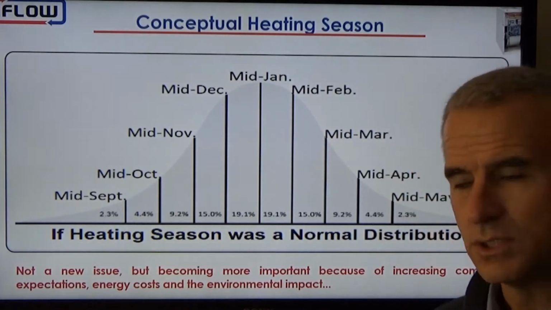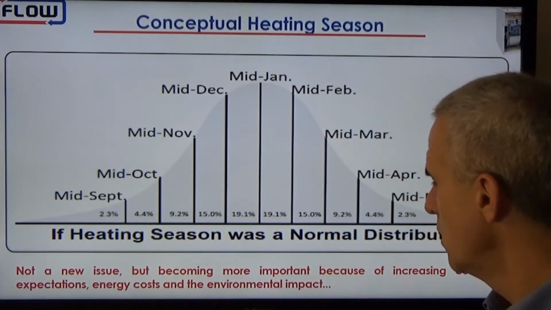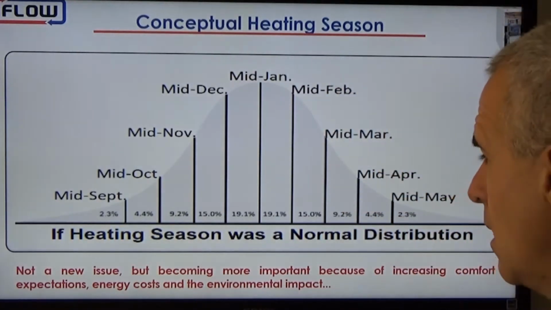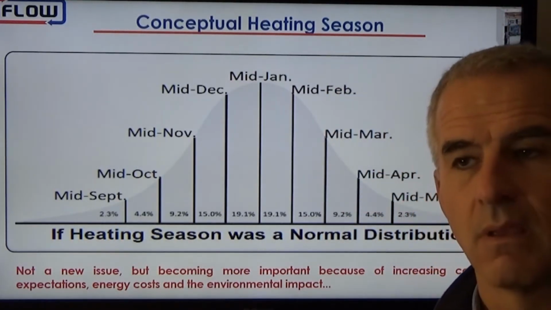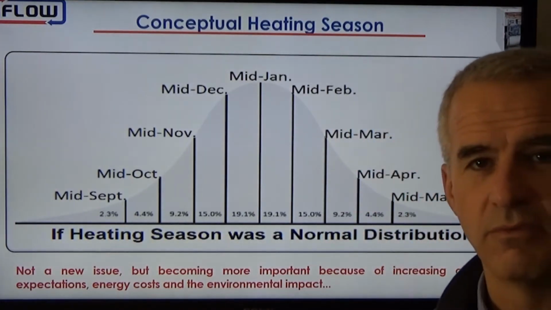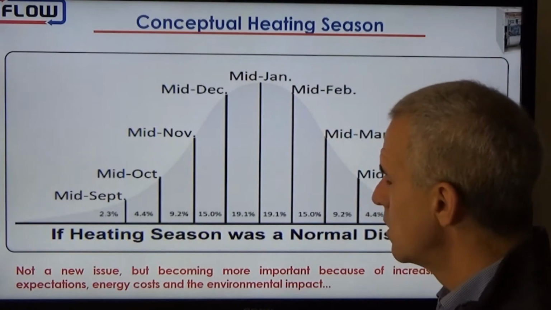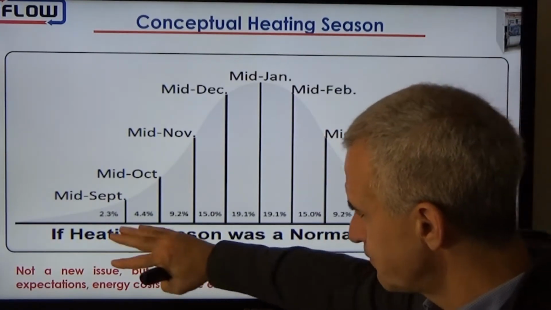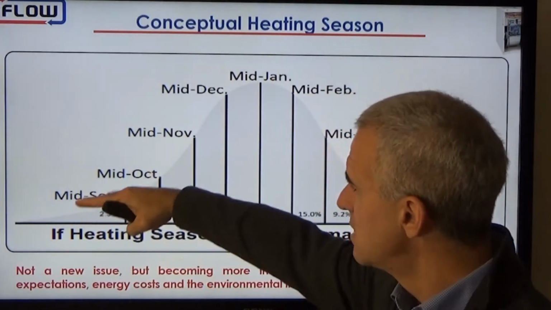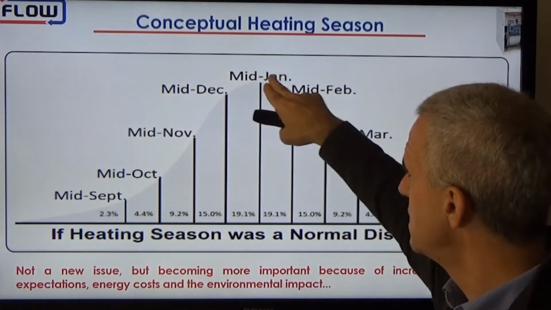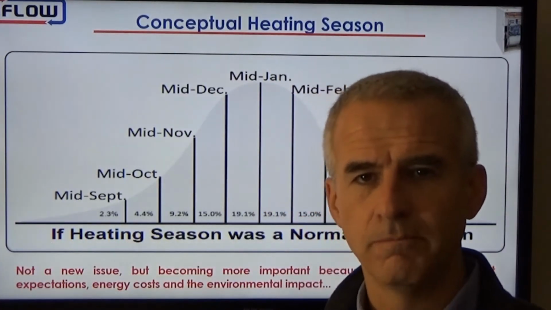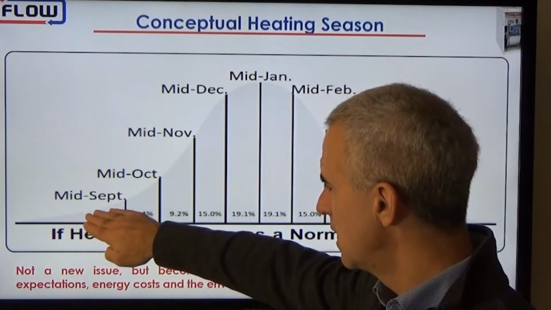This isn't a new issue, but it's becoming more and more important because of the increasing expectations for comfort, because of the cost of energy, and because of the environmental concerns. We want to make sure the equipment's running efficiently all the time. So in heating season, again in summer, this is an inverted heating season where the temperatures are down. So we see mid-January being our coldest month. But here, as we come out of summer, gradually the temperature is going to get colder and colder.